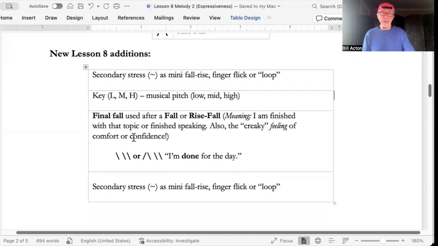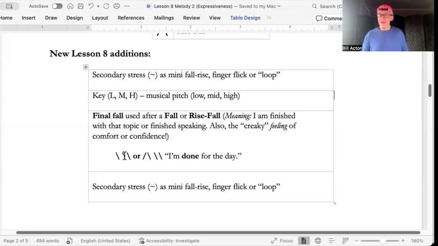Then the last one, you can see two or three lines going down off in that direction. That one is called the final fall. What that means is it's when you're all done speaking or you're just really exhausted, or the word I would use is exasperated with something. So, for example, I'm done for today.